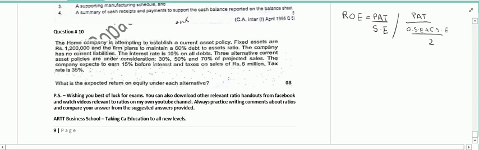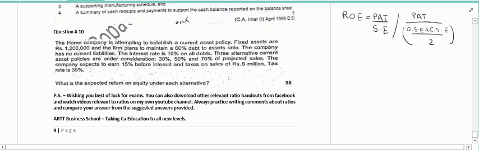In this video I will solve a question for ratios in which we are supposed to calculate return on equity. Now return on equity is profit after tax divided by shareholders equity. And as discussed in class, if you are provided with opening and closing balance sheets, return on equity will be profit after tax divided by (opening shareholders equity plus closing shareholders equity) divided by 2.